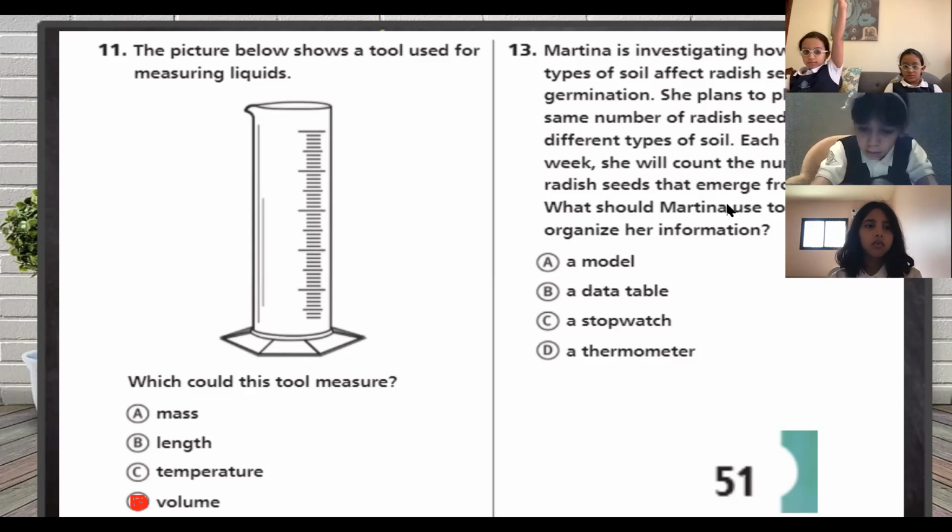Now she has her investigation. She is going to plant seeds and every day she will watch these seeds and see which ones emerge from the soil. Now she needs to collect information, her data, and to be organized. Is she going to use a model, a data table, a stopwatch, a thermometer? Yes, Maria?